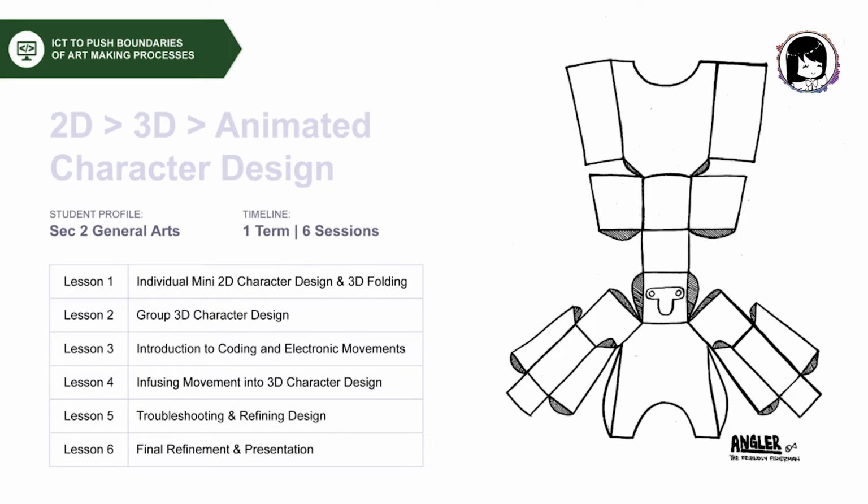This is a simple breakdown of our Secondary 2 General Arts program, which only runs modular for half a year, 1 hour per week. In these 6 one-hour lessons, we get students to try out 2D to 3D character design, then animate them through coding, and finally exhibit their works in the school atrium.